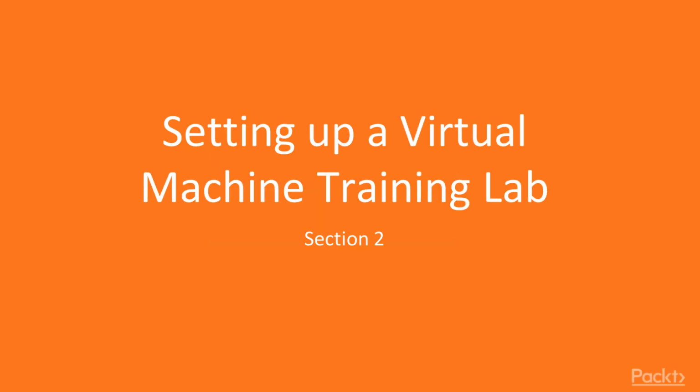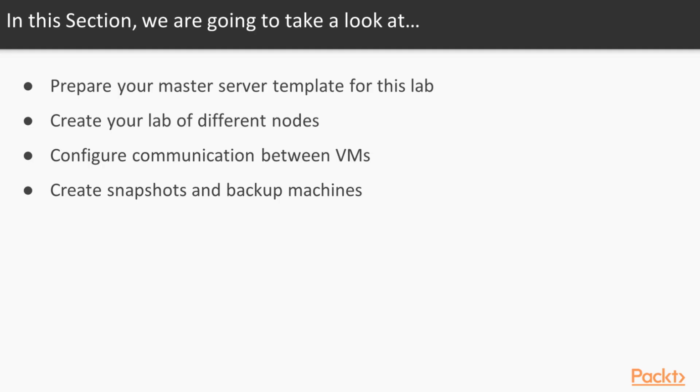This is section 2, setting up a virtual machine training lab. In this section, we will build a complete and full set of CentOS 7 servers, which we will use throughout the entire video training course for all our examples, and which we will refer to as our training lab. In order that we can do this very quickly, we first prepare our master server template for this lab, then we create our lab of different nodes using this template.